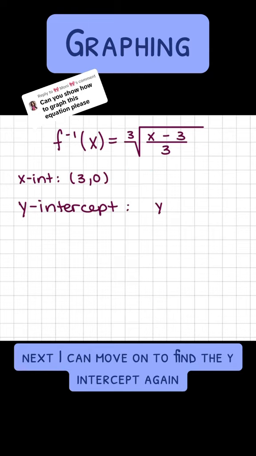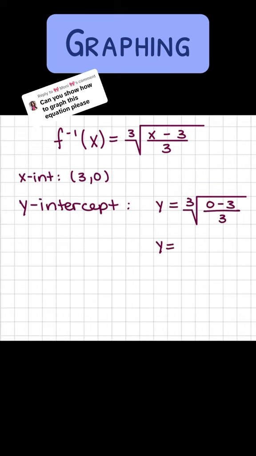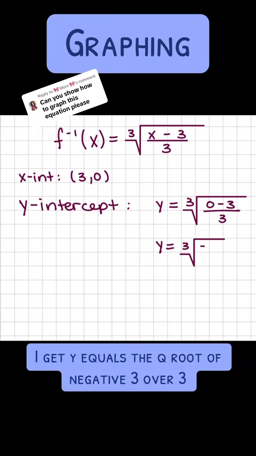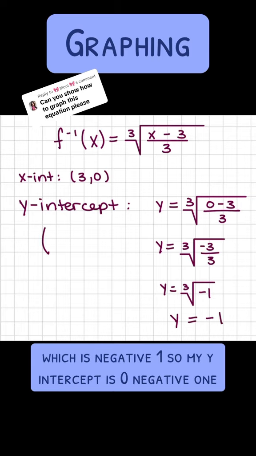Next, I can move on to find the y-intercept. Again, this time I plug 0 in for x and simplify. I get y equals the cube root of -3 over 3. So y is equal to the cube root of -1, which is -1. So my y-intercept is (0, -1).